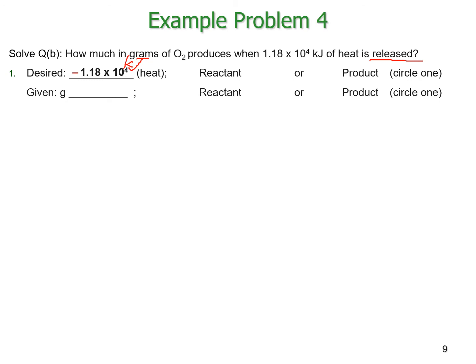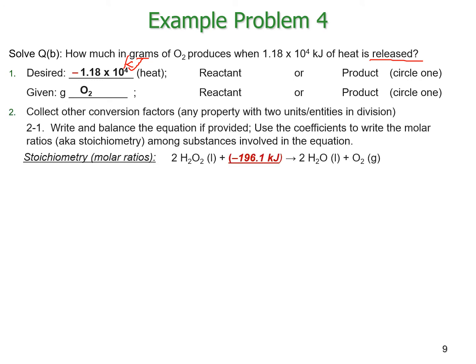The question wants us to solve for the grams of oxygen, so we put the grams of O2 in there. And I'm not quite sure which one is the reactant and which one is the product at this moment, because I need to know what the chemical reaction or thermochemical equation is. By checking out this reaction, I find out heat is in the reactant and O2 is a product. What does that indicate? Stoichiometry. Limiting reactant? No, of course not, because we only know the amount of one reactant.